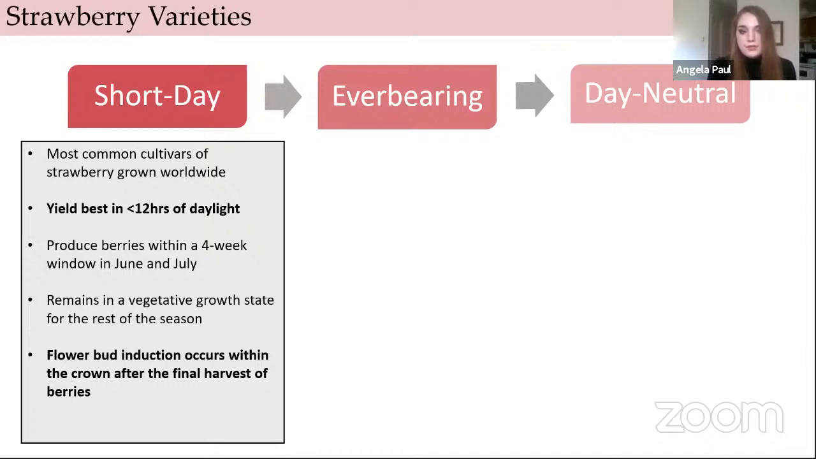After this initial yield, they will remain in a vegetative state where they will only grow leaves and stolons for the rest of the season. And then they will start to internally grow flower buds throughout this time into winter dormancy.